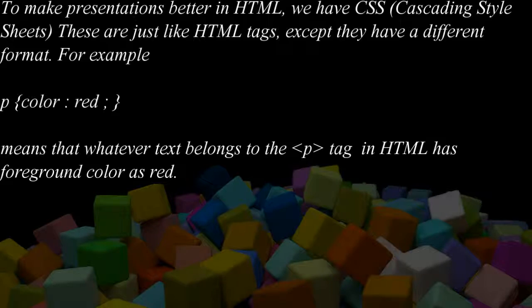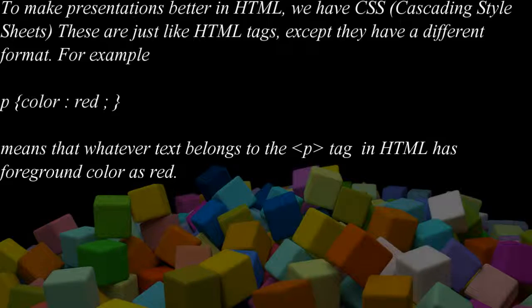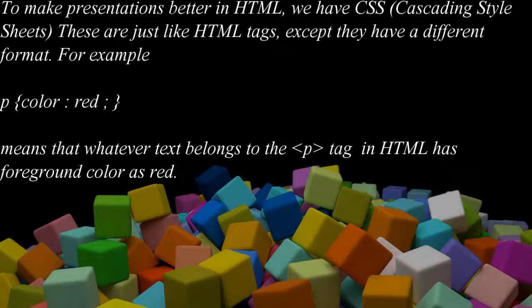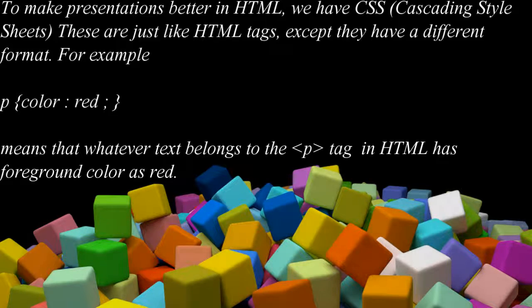To make presentations better in HTML, we have CSS. CSS stands for Cascading Style Sheets. These are just like HTML tags, except they have a different format. For example, p { color: red; } means that whatever text belongs to the p tag, that's your paragraph tag in HTML, has foreground color as red.